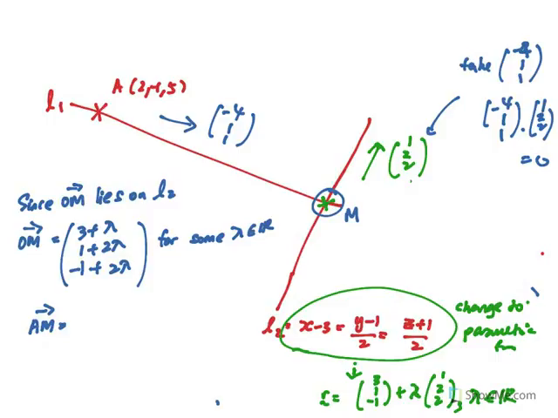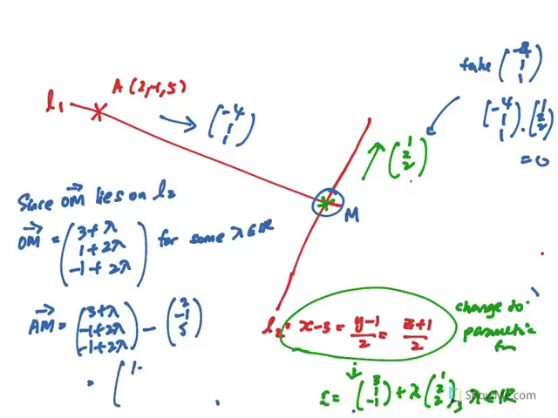if you are lost, you follow me. If I'm lost, you follow. It's just OM minus OA. OA is what? OA is 2, -1, 5. So what you're going to get is 1 plus lambda.